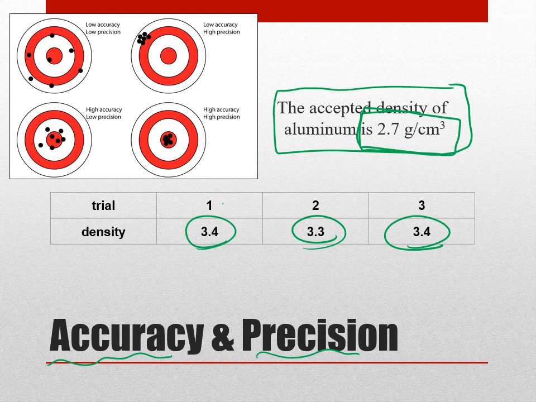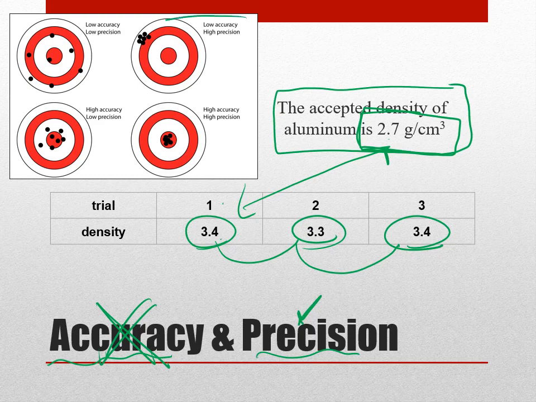Hopefully you're thinking the accuracy is pretty far off. 3.4 to 2.7, that's a pretty big difference. So not accurate. However, these pieces of data are pretty close to each other. So precision is a yes. So we have low accuracy, high precision. Those pieces of data are close to each other, but not close to the actual target.